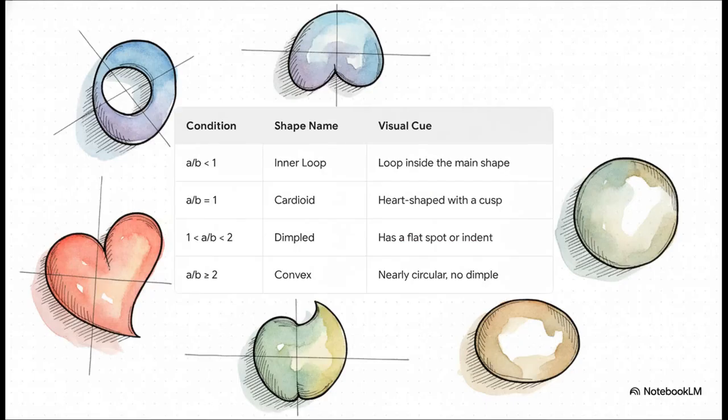And check this out, this chart tells the whole story. It's all about the ratio of A divided by B. If A is smaller than B, so the ratio is less than 1, you get that wild inner loop. If they're exactly equal, you get the famous heart-shaped cardioid. And then, as A gets bigger and bigger compared to B, the shape starts to smooth out. First, it gets a little dimple, and then it becomes pretty much a perfect circle again. It's this beautiful, smooth spectrum of shapes, all controlled by one simple fraction.